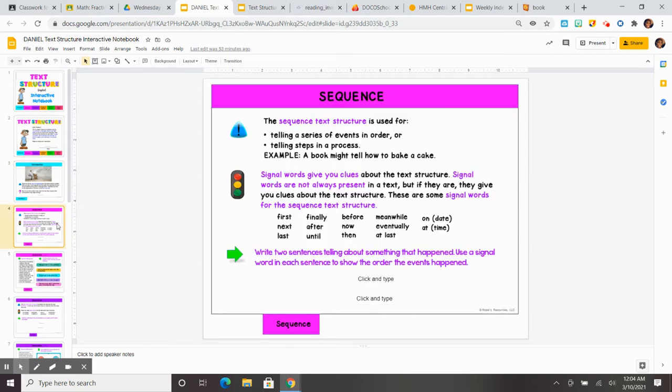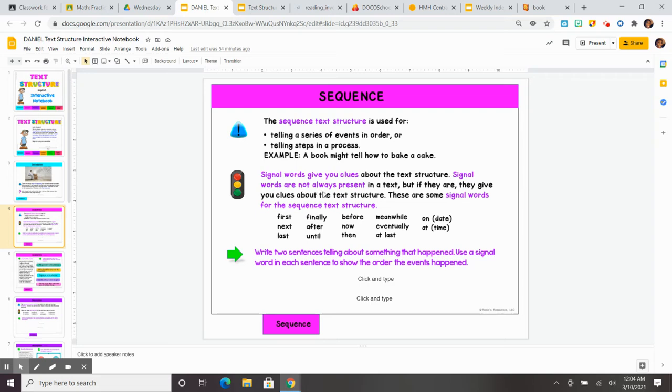Okay. So now slide 4, the first text structure is sequence. And it says the sequence text structure is used for telling a series of events in order or telling steps in a process. For example, a book might tell how to bake a cake. All right, and here's a traffic light. It says signal words give you clues about the text structure.